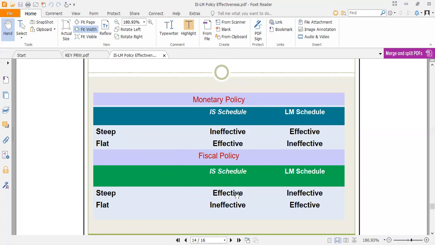So this is just a summary of the relative effectiveness of the two policies. For monetary policy, when the IS curve is steep, monetary policy is ineffective. But when the LM curve is steep, it makes monetary policy more effective. And then for fiscal policy, when the IS curve is steep, it makes fiscal policy more effective. And when the LM curve is steep, it makes it less effective, in other words, ineffective.